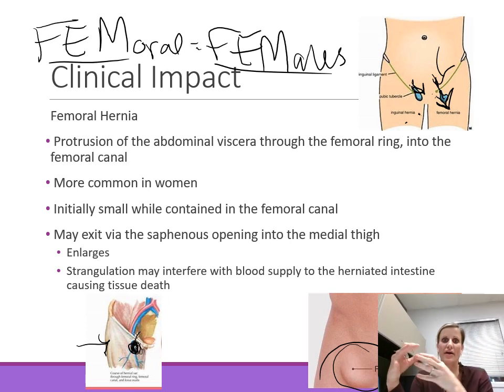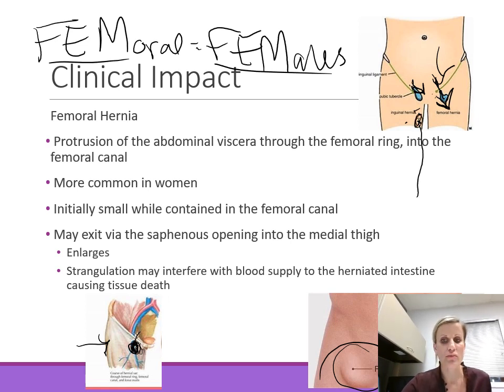Initially, while the intestines are in the femoral canal, before they've actually exited out into the leg, these are relatively small hernias. However, it can exit via the saphenous opening, and then it's located in the medial thigh much more superficially. Remember that the femoral canal opens via the saphenous opening, and that's where the great saphenous vein passes through, and the great saphenous vein travels down superficially, right, down the medial thigh. So if the hernia protrudes all the way out through that saphenous opening, then it'll be quite a bit larger and seen on the medial thigh.